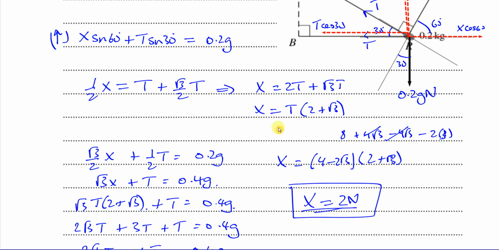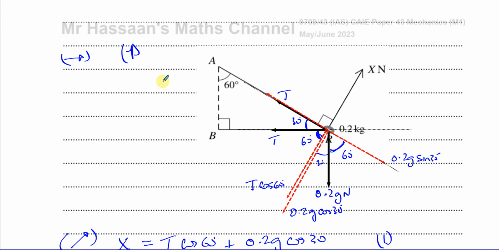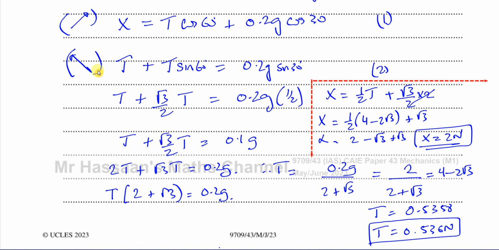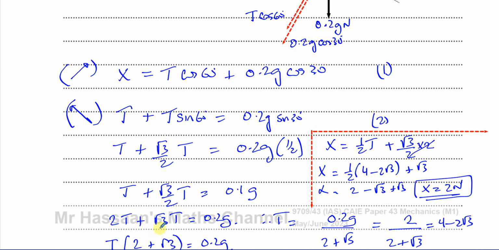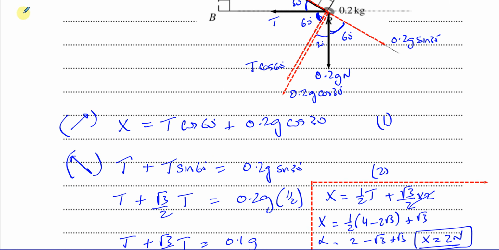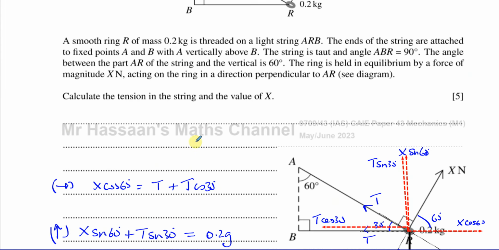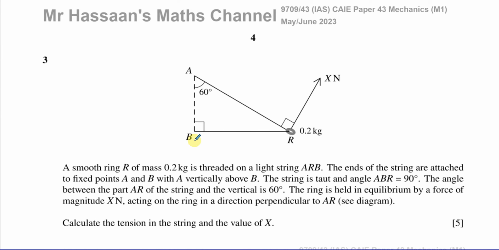Now, I don't know which way you found easier, this way or this way. The advantage of this way is we didn't have to use simultaneous equations because in this equation there's no x when we resolve in this direction. Whichever way you find easier, both of them are perfectly fine. Important thing is that there's no reaction force here because it's just a string. It's not like a solid surface that is in contact with the ring. It's just a string that is threaded through it.